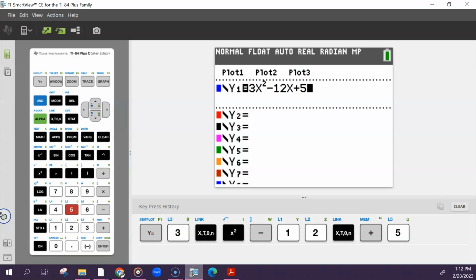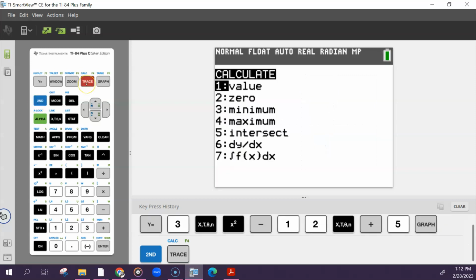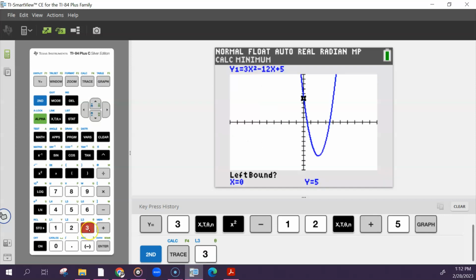So we're going to do the graph method, then the table method. So graph it. You should be able to see it. If you don't see it in your window, you either need to change your window, zoom in or out, or you'll have to do the table method, either or. Then we're going to go into second trace because our calculator will find our minimum or maximum for us. We said it was a minimum, so we're going to go to 3. Second trace, and then I just hit 3, or you can scroll down to 3 and hit enter.